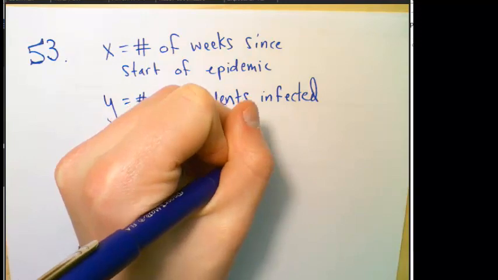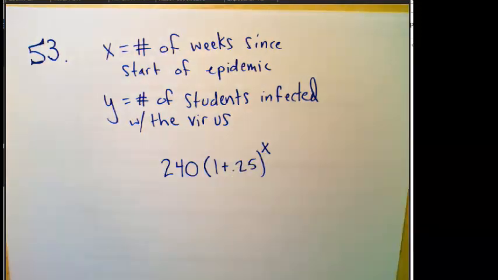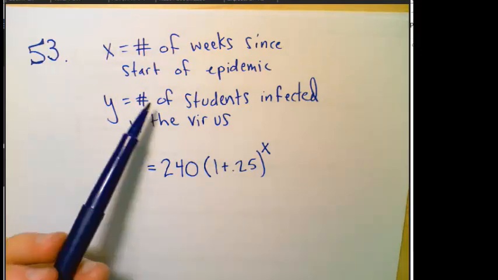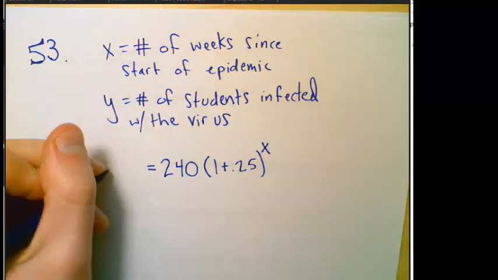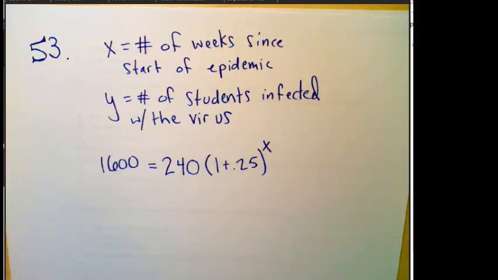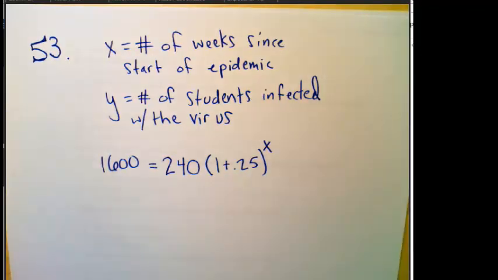And we know that it's increasing by 25% every week. So again, we're letting x be the number of weeks since the start of the epidemic. So x is our exponent. And we want to find out the number of students infected with the virus when that is 1,600 students. So we're going to let 1,600 be equal to 240 times 1 plus 0.25 to the x. So now all we have to do is find out what x gives us an output of 1,600 infected students. So at this point we've set up our equation and we need to solve for x.